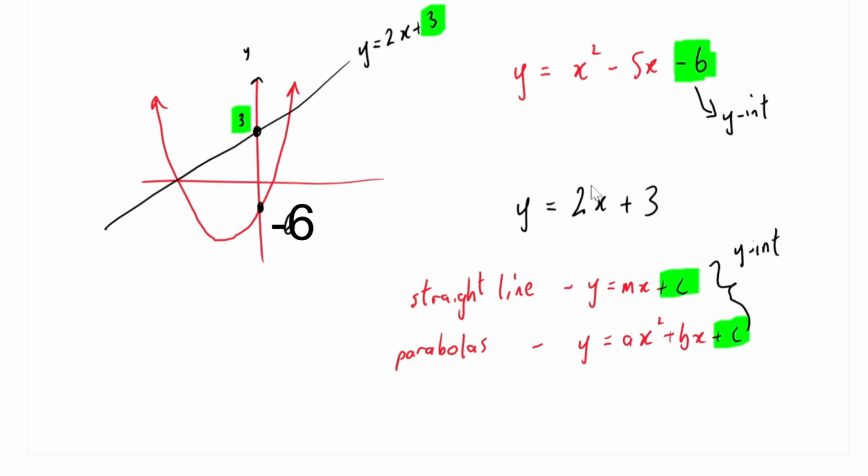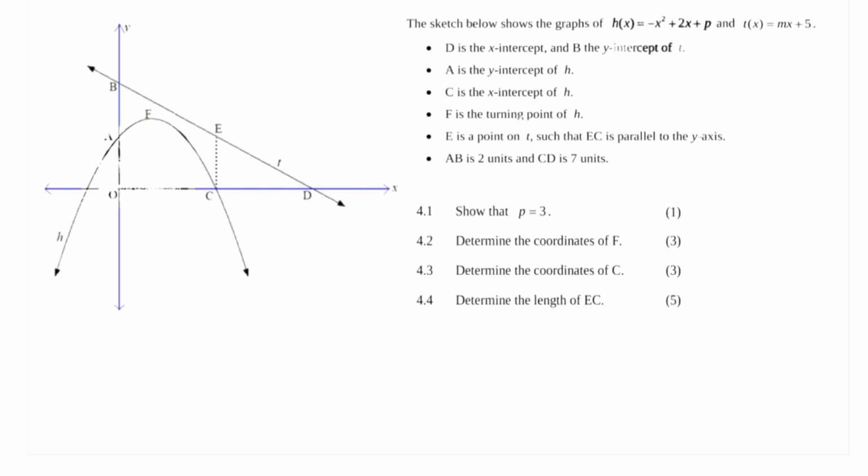Now let's look at how this concept of the y-intercept is going to help us solve this question. They give us that t of x is mx plus 5. Therefore, the y-intercept for t of x, which is a straight line, is 5. Therefore, we know straight away that's 5, so we can write the coordinates of B. The x value is 0 and the y value is 5. h of x has constant p, so therefore the coordinates of A is going to be 0 and p.